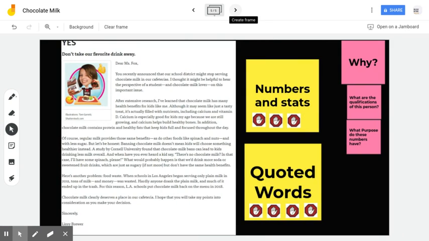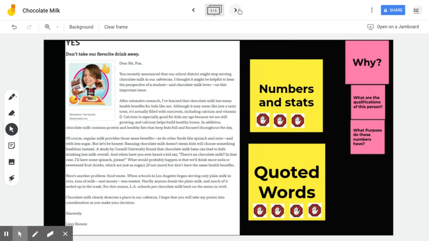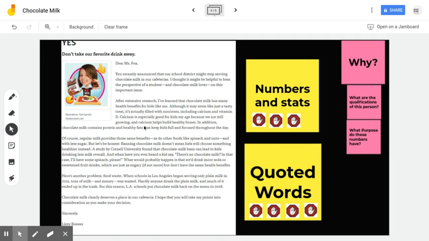Next reading. So again, we're looking for numbers and stats and quoted words. So this person, Michael, was against chocolate milk in school. We're going to read this one, and Lizzie is for chocolate milk in school. She says yes. So looking for numbers and stats and quoted words.